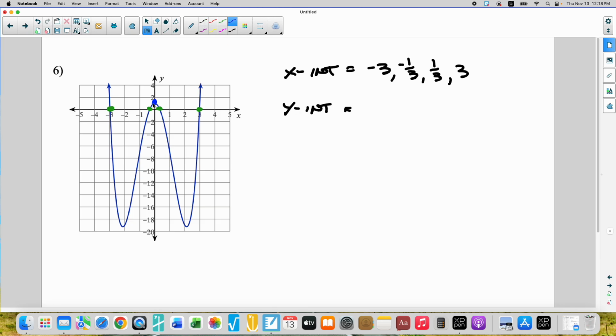My y-intercept crosses the axis at 1. Notice these increments are by 2s. This is by 1. So my y-intercept is actually 1. It's a little tricky there. I don't know if you see that. So that's increments of 2, so that dot is actually at 1.